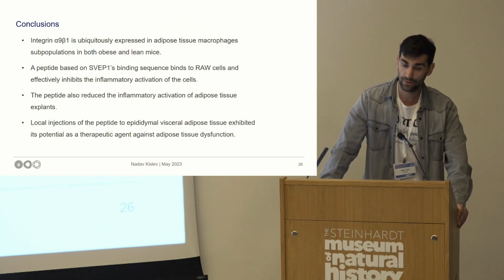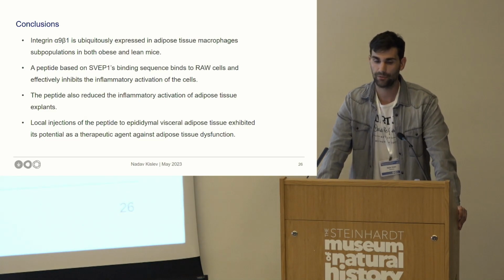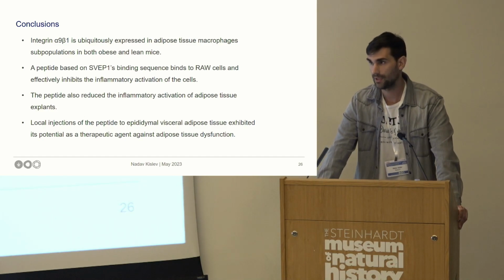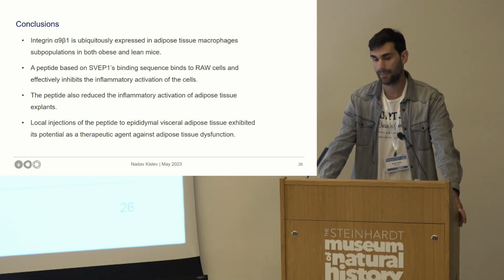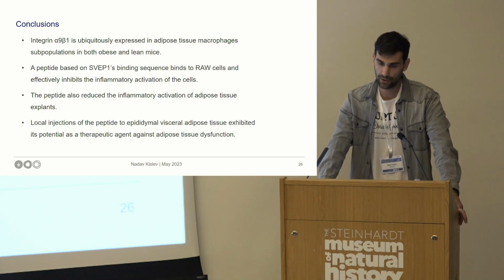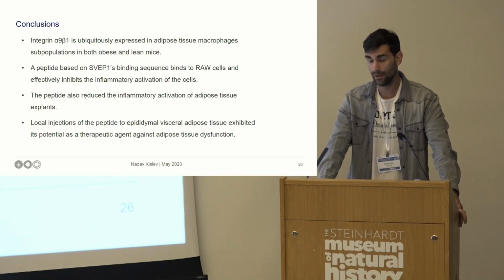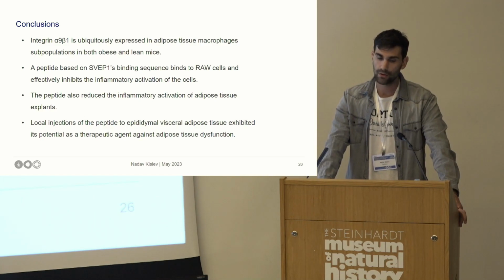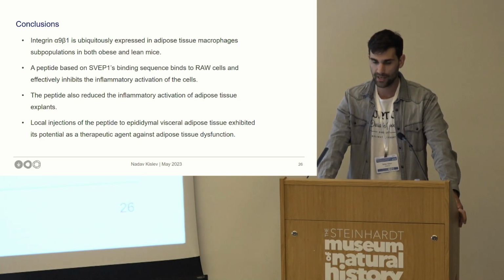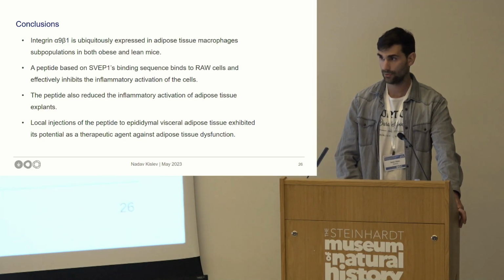So to conclude, integrin was quite ubiquitously expressed in adipose tissue macrophage subpopulations in both obese and lean mice. A peptide that was based on SVEP1's binding sequence bound to RAW cells and effectively inhibited inflammation in the cells. The peptide also reduced the activation of adipose tissue explants, and local injections of the peptide to visceral adipose tissue exhibited its potential as a therapeutic agent against adipose tissue dysfunction.